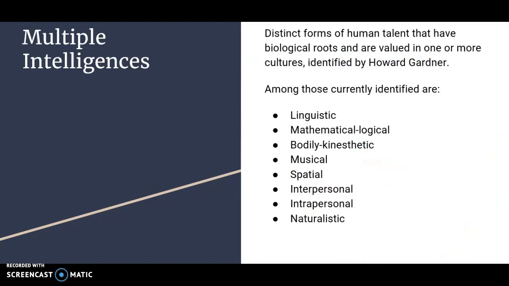So distinct forms of human talent that have biological roots and are valued in one or more cultures is a multiple intelligence. That's the definition, and it was identified by Howard Gardner. Currently, those identified are, as I said before, linguistic, mathematical, logical, bodily kinesthetic, musical, spatial, interpersonal, intrapersonal, and naturalistic.